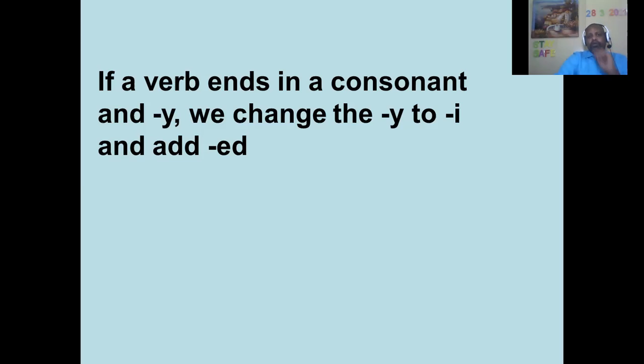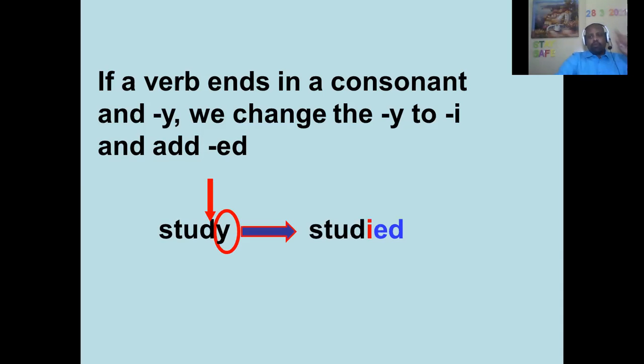If a verb ends in a consonant and Y, look to this example. It's better to explain it with an example. Study ends with Y. Just have a look before the Y. We have D. D is a consonant. What happens here? We remove the Y. We change the Y into I. Then we add ED.